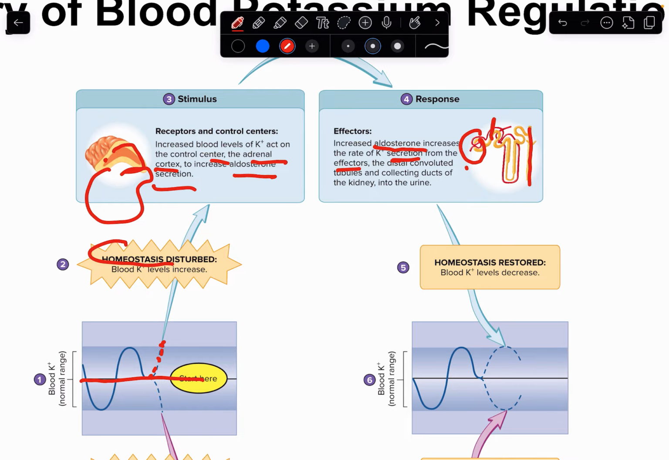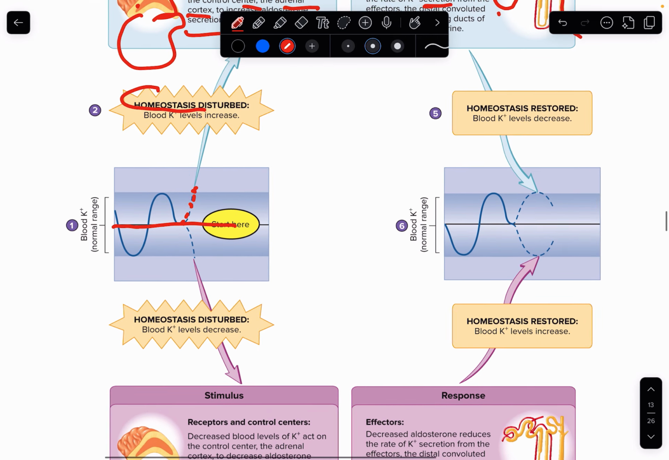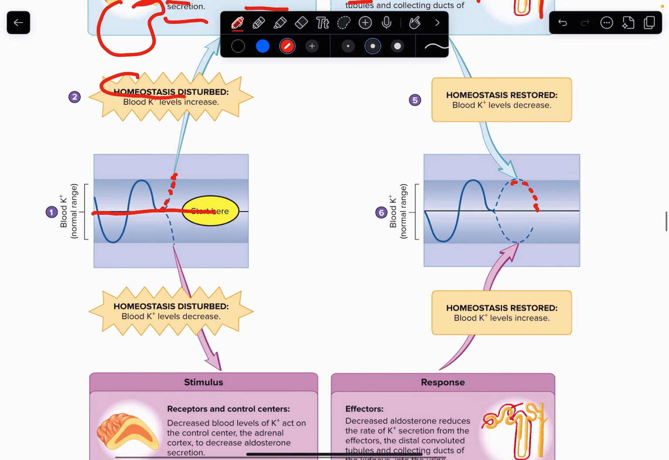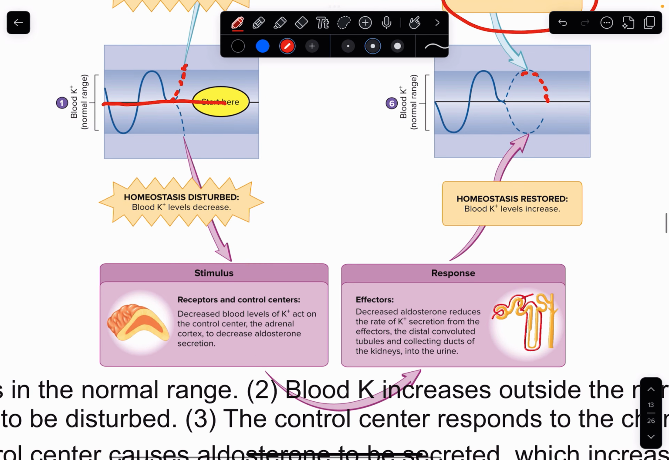If it's too much, then what happens? It will pass through the urine. Here's the homeostatic mechanism. So it is going down, and that balances and restores the homeostasis.